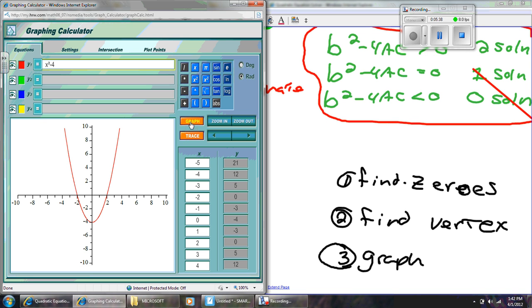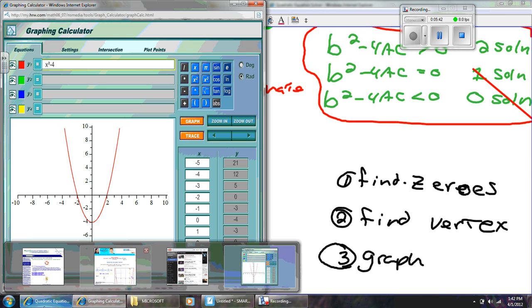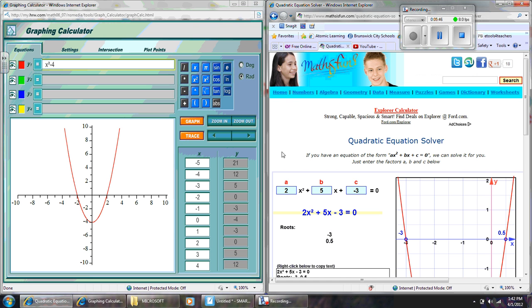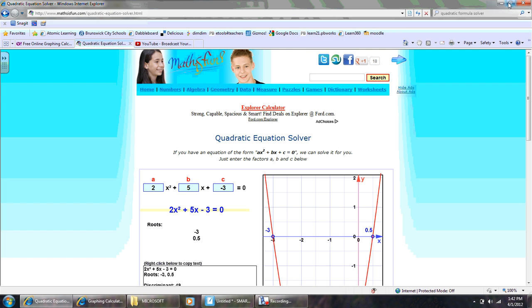Use it. Use it to help you do better. All right? Build a better understanding. Now, I also have this other one over here. Let me get my recording box out of the way. And this is a quadratic equation solver.